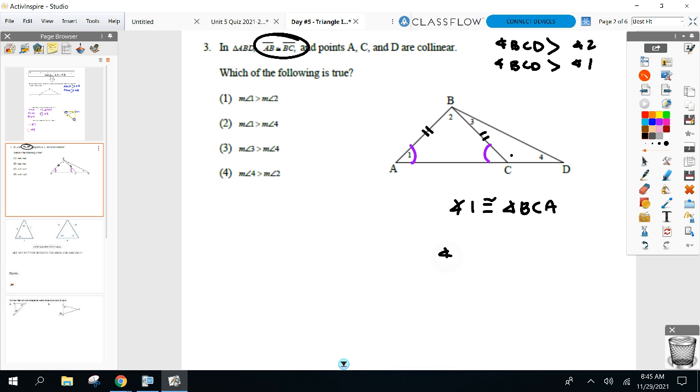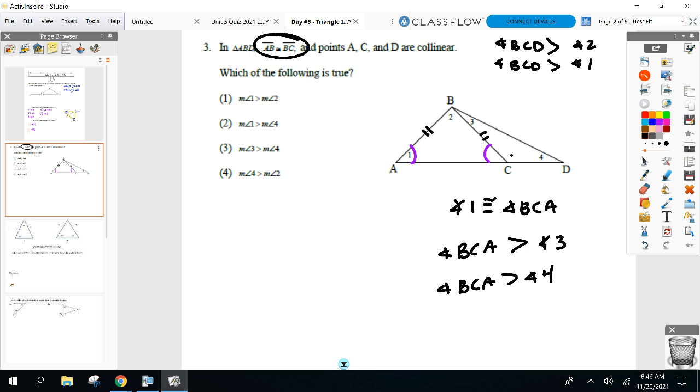And then the other exterior angle is BCA, correct? Okay. Angle BCA is bigger than what? 3. Everyone agree? And it's also bigger than angle 4. No choices though, right? Because I don't have BCA in any of my choices.